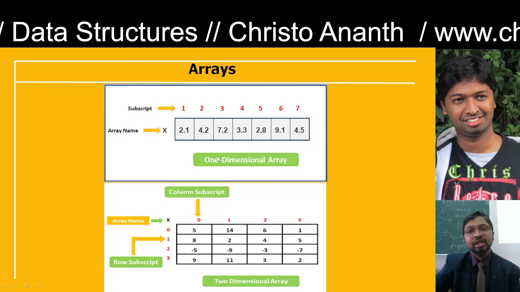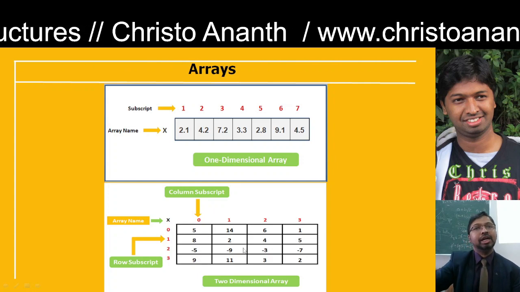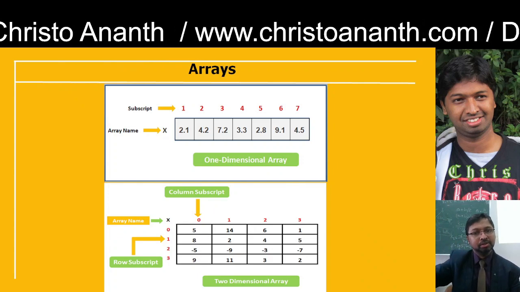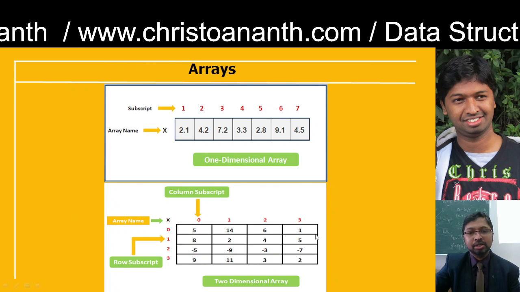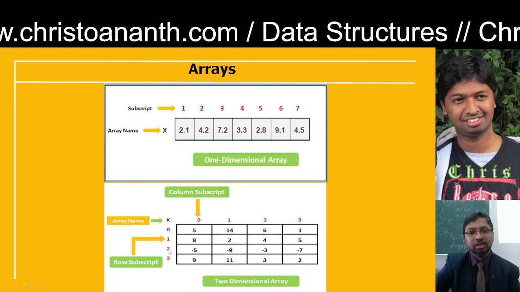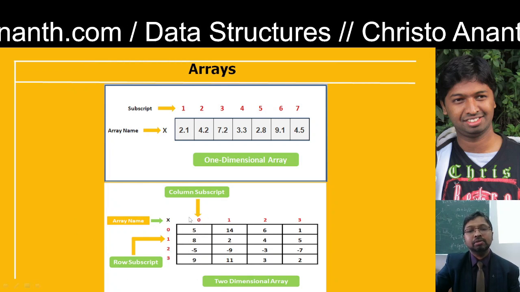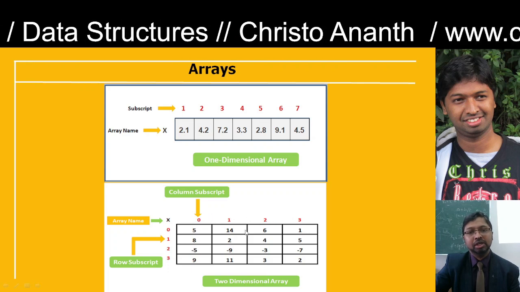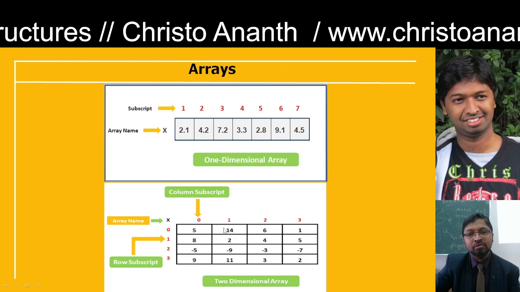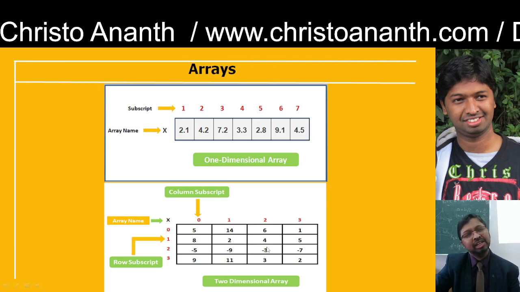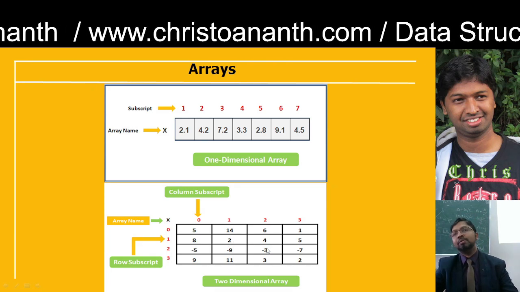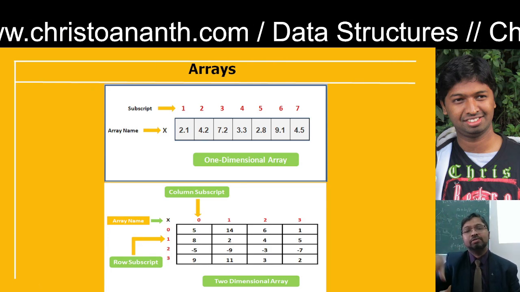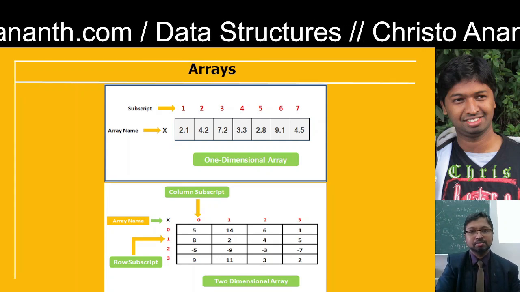Now here you will have a two dimensional array with rows and columns. This is the row subscript, starting from 0, 1, 2, 3, and the columns also have 0, 1, 2, 3. Here it has values like 5, 14, 6, 1, 8, 2. It can have positive or negative values, but it will be in the form of rows and then columns.